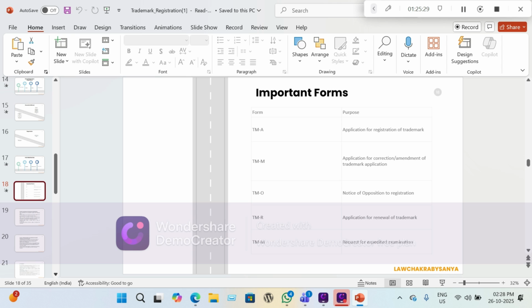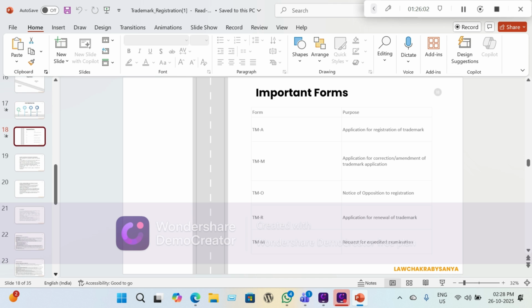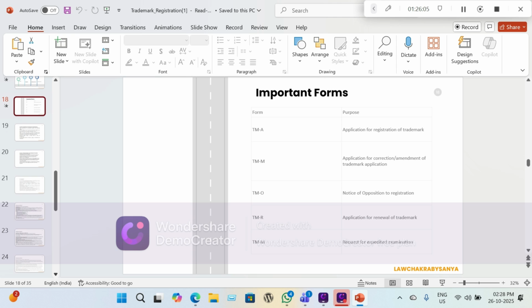For expedited processing also you can file TMM, but the fees will vary, of course, for different services. If you want to make a minor correction, it is 900 rupees. If you have to file for expedited, it's 20,000 rupees. The fees also keep changing, so you have to be aware and updated on the website. Then TMO is the notice of opposition to registration. TMR is the application for renewal of trademark. Now this is very, very broad. These are not all the forms. These are the forms which are used commonly. And then TMM for expedited, like we just discussed.